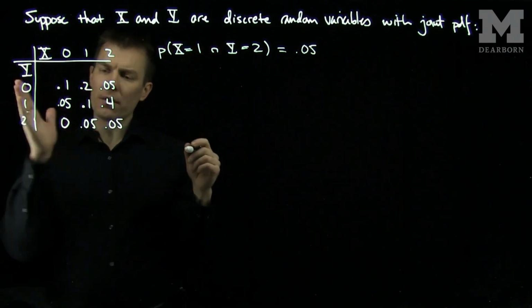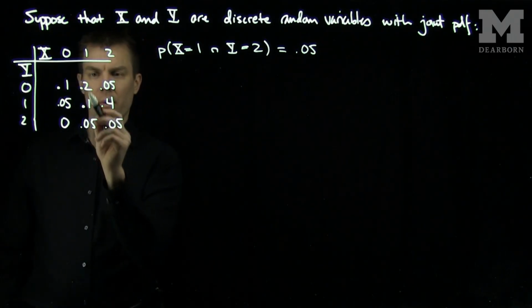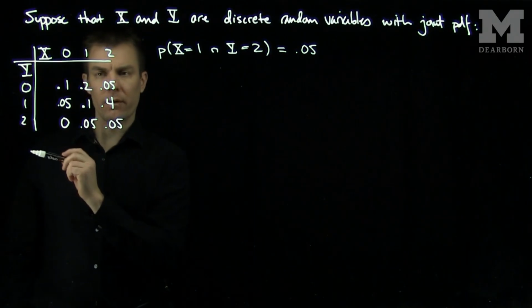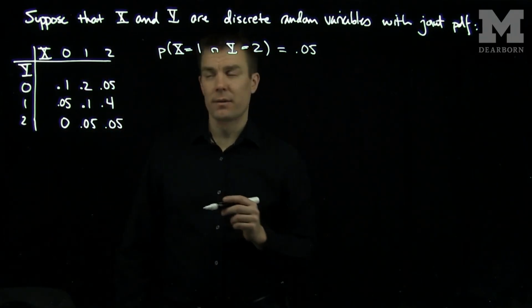And we can note that all the probabilities in this array add up to 1. If I have a 0.1, a 0.1, and a 0.2, that's 0.4. A 0.4 plus 0.4 is 0.8. Then I have 0.05 four times, which is a 0.2. So they all add up to 1. Therefore, this is a valid joint density function.